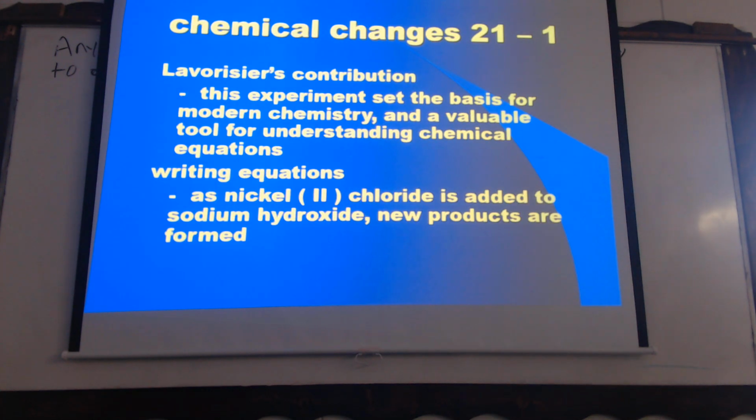This experiment set the basis for modern chemistry and a valuable tool for understanding chemical equations. Okay, this is a long sentence. Writing equations. As nickel(II) chloride is added to sodium hydroxide, new products are formed.